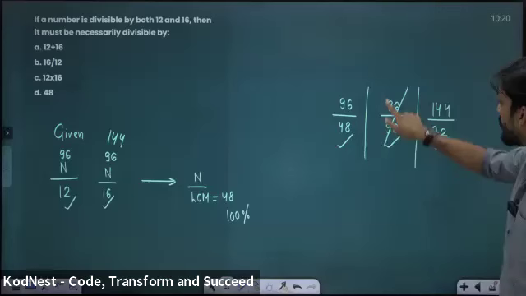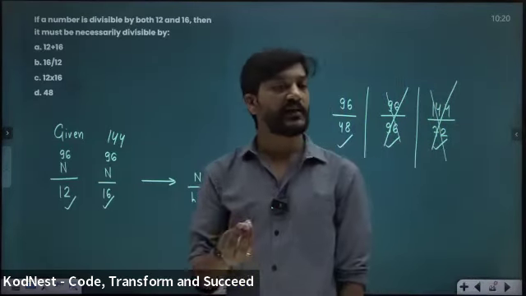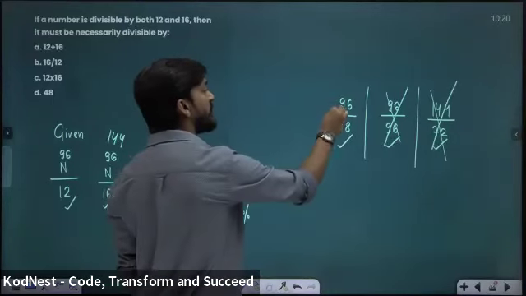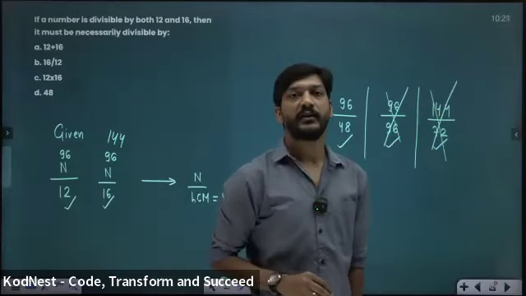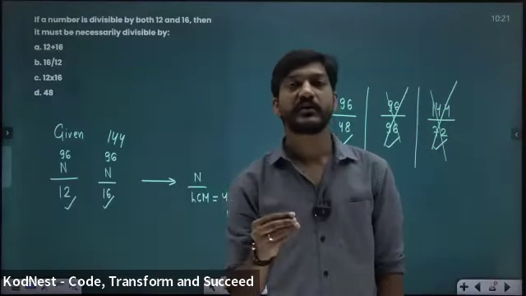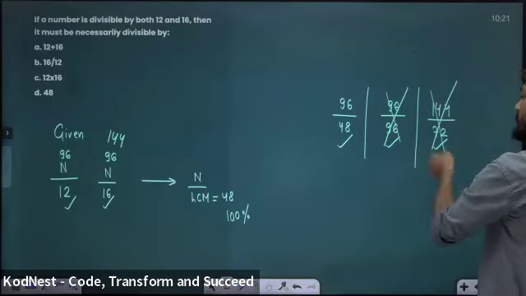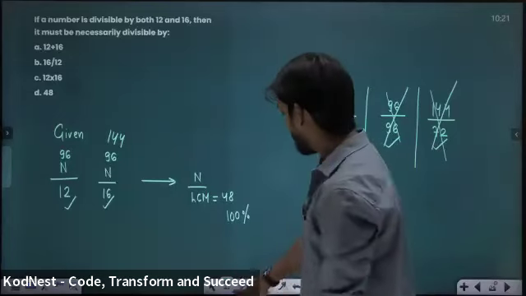100% guarantee is not for this. Some percentage is there, but not 100%. So 100% for this, but it is also possible. Now you might ask, sir, please give us one example in which it is not divisible by 96 or not divisible by 72, like that. So carefully see, please.